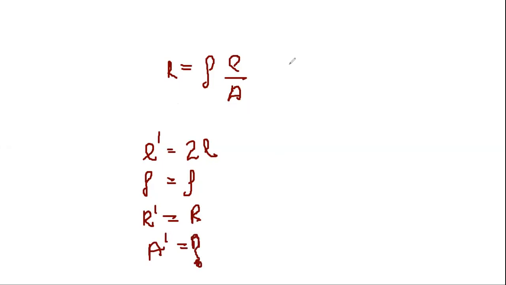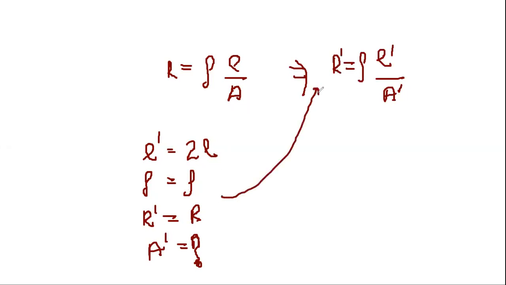So dear students, substitute all the values here. R becomes R, rho remains as it is. So what is L dash here? L dash over A dash. So putting all the values here, this is the value of the new resistance. By putting all these values in this equation, it becomes R is equal to rho 2L over A dash. We have to find the value of A dash here.